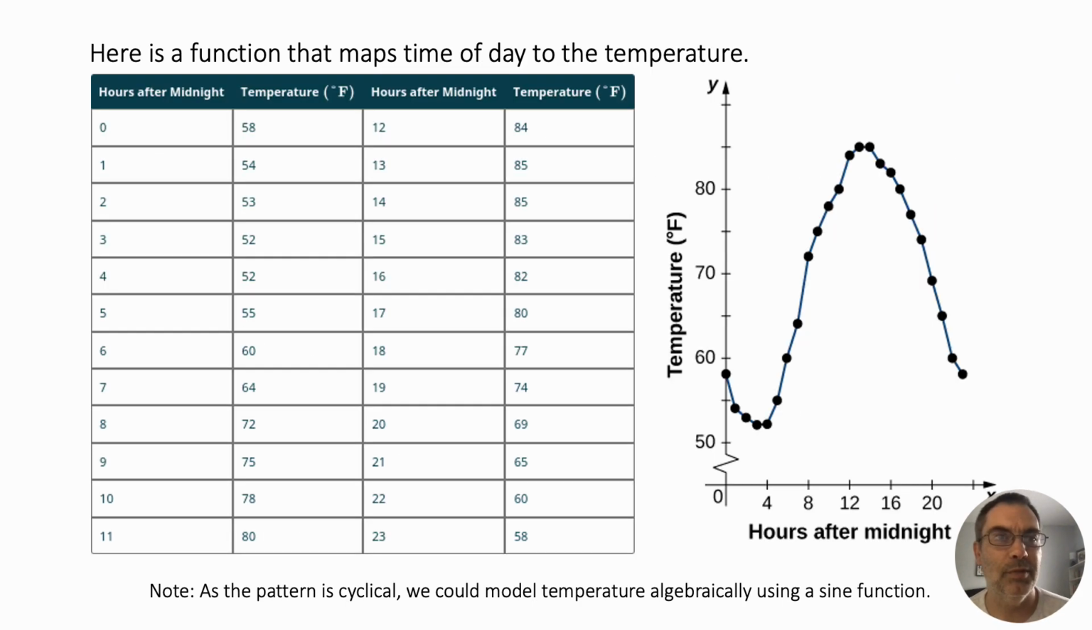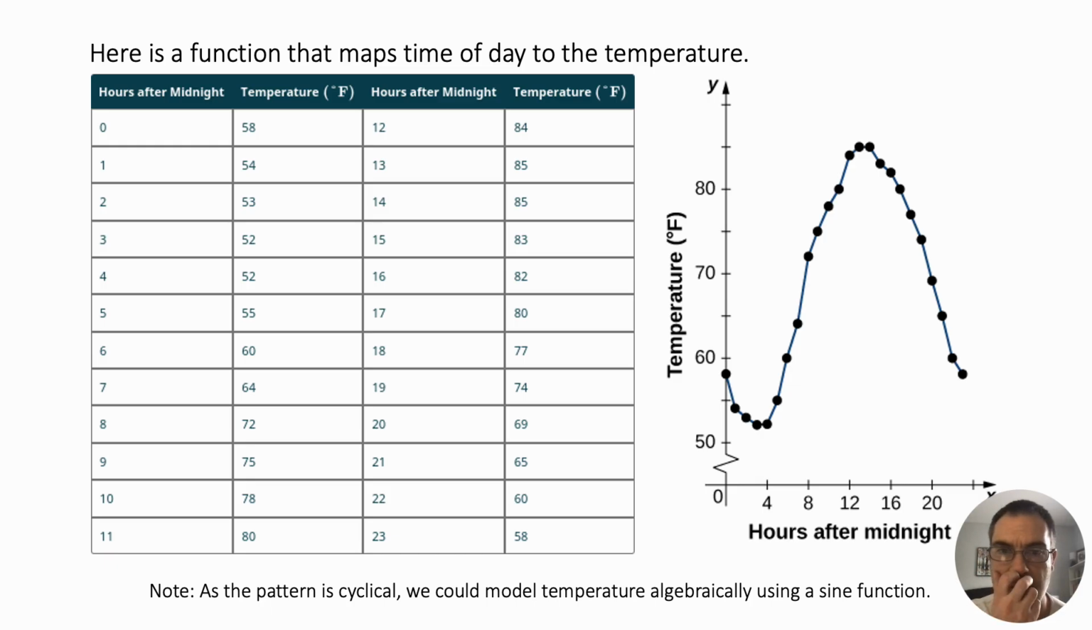Now, a more real-world example is temperature and time of day specifically. On the left, there's a table of information that lists the hours after midnight and then the temperature that it is outside. So that table form is a representation of the function. And then on the right, we have the graphical form, right? We have a graph of temperature and time, and you can see the behavior of it. It's cyclical, right? The temperature rises and falls over the course of the day. And so this temperature function shows us how the temperature corresponds to each time of day.